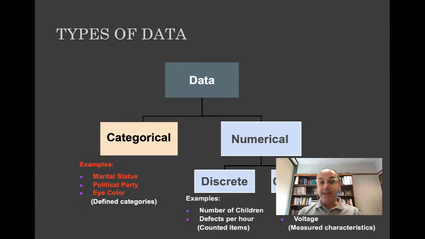Categorical data is usually, for example, about humans: are you married or not? Or political party: are you Democrat or Republican? Or the color of your eyes. Numerical, on the other hand, is also divided into two: discrete versus continuous. Discrete is something that is stable, for example, the number of children.